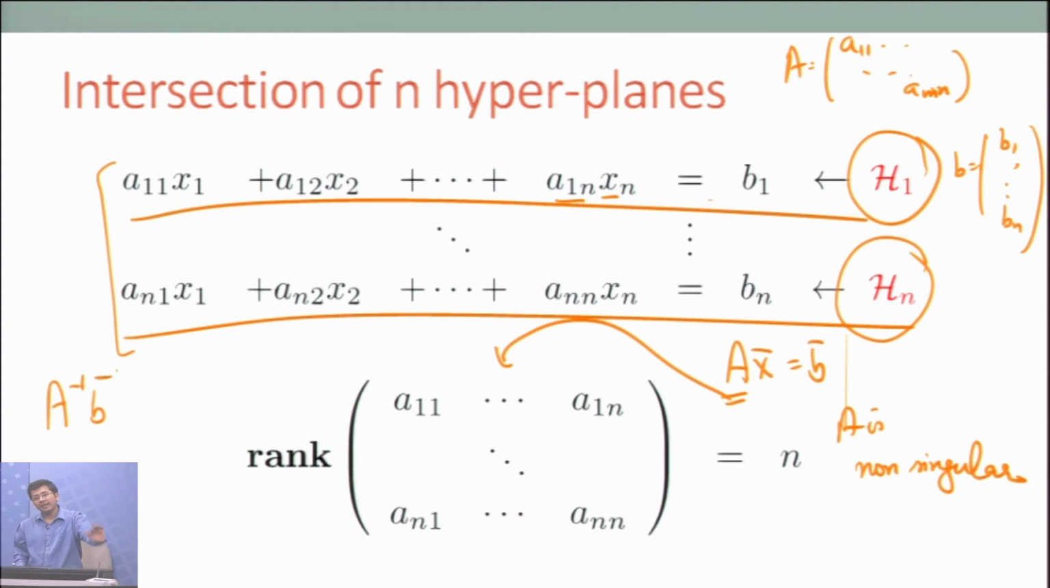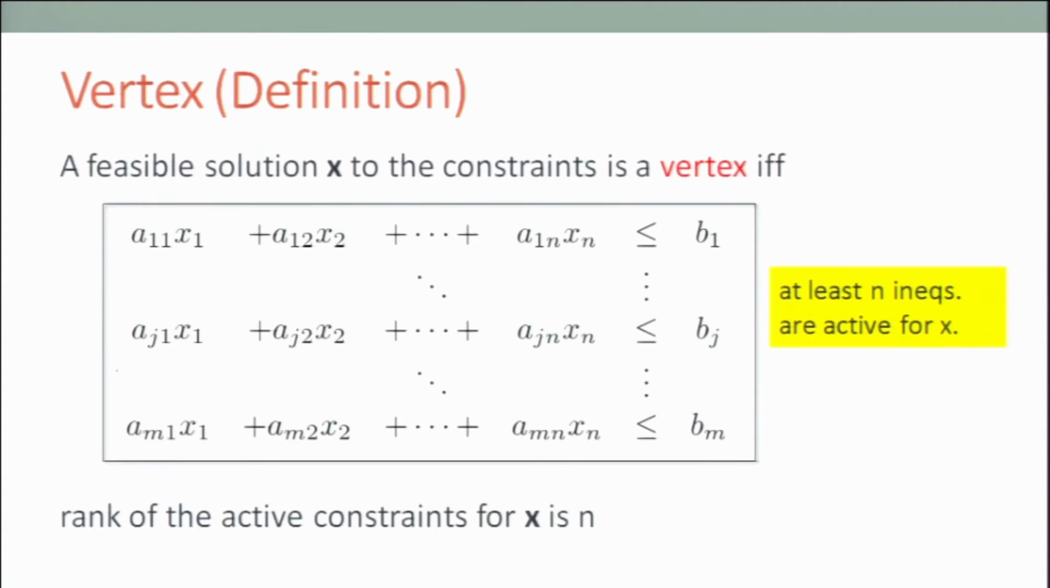So much more elegant to write it this way. It's very difficult to actually give a closed form; it's going to become very complicated. All right, I hope this is clear. So therefore, let us define a vertex. We say a feasible solution X to these constraints is a vertex.